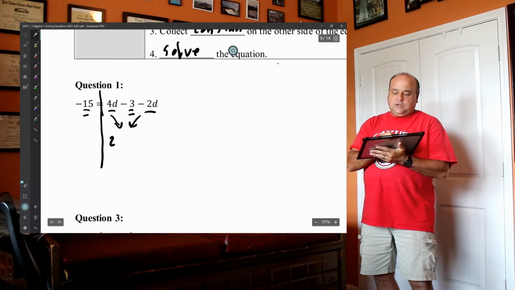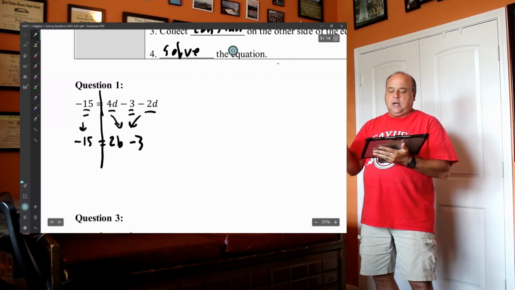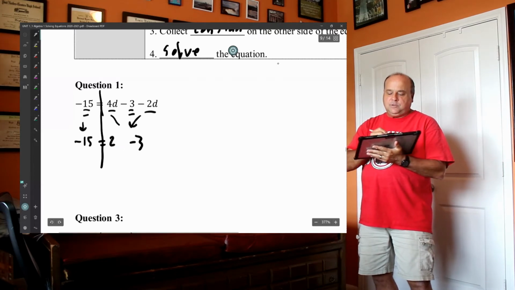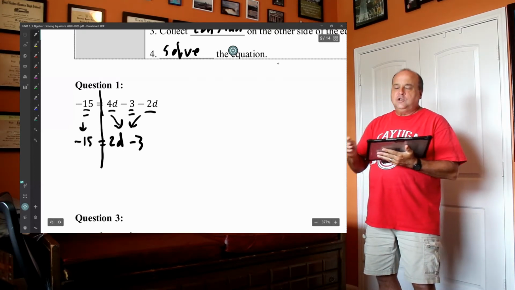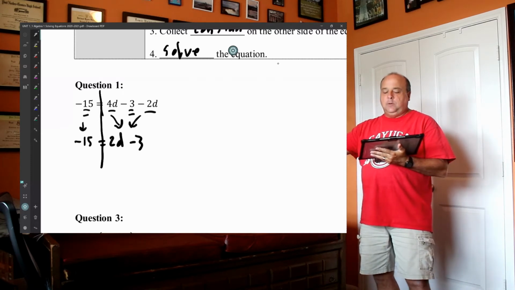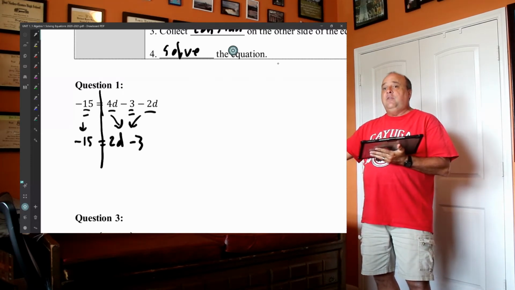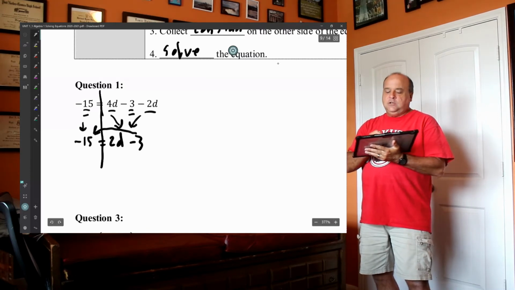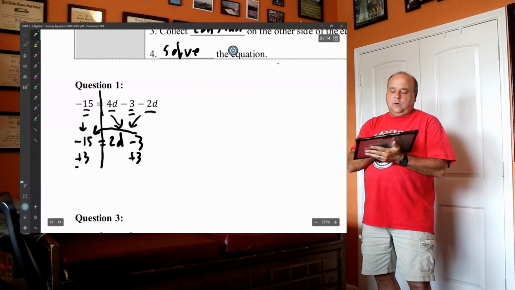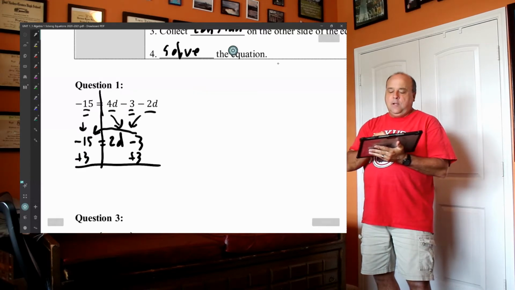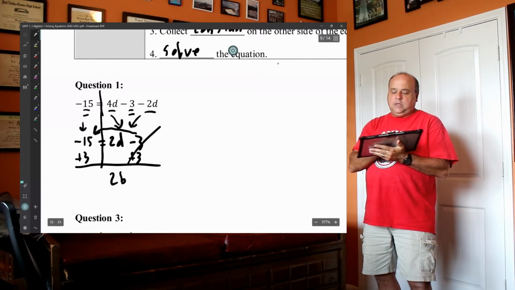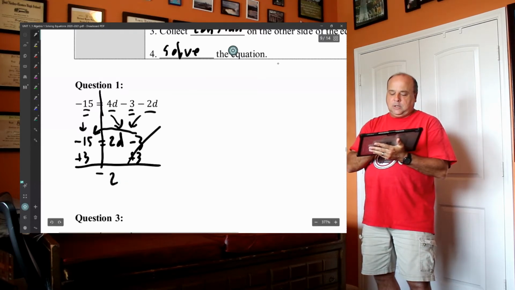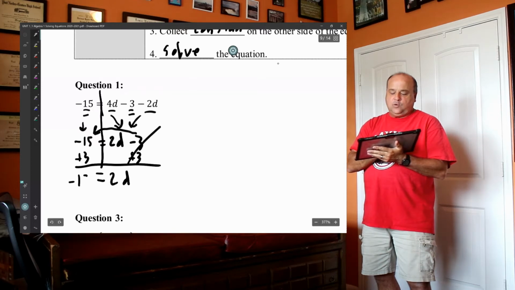4D minus 2D is 2D. The negative 15 drops, and the minus 3 drops. It should be D, I'm sorry. So what we did first is we combined the variables that were on the right-hand side. Now the variable is on the right, so our numbers are going to have to go to the left. So the minus 3 will be moved over to the left by adding 3. The 3's on the right will subtract out to 0, and we'll get 2D equals negative 12.